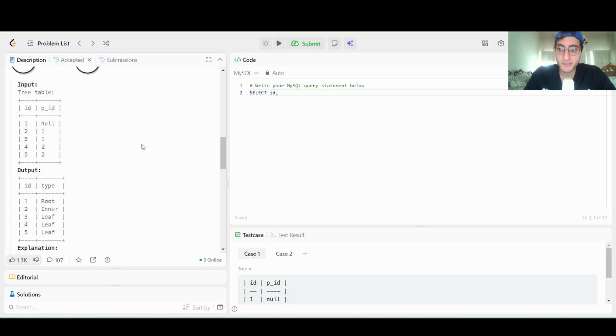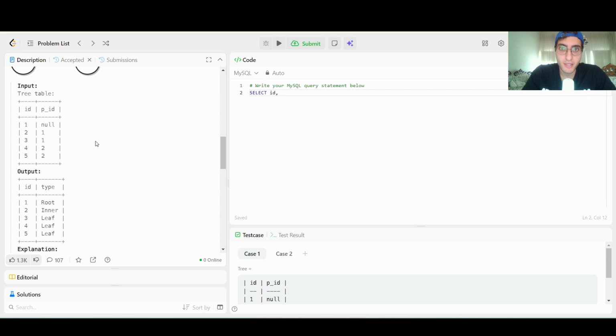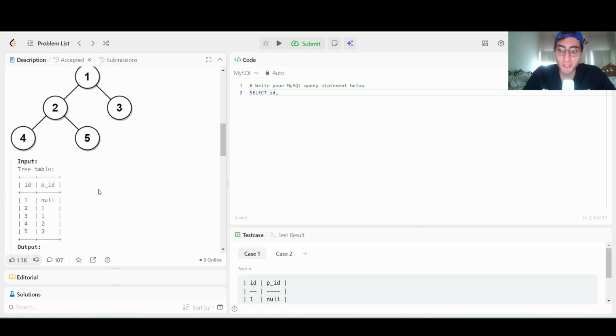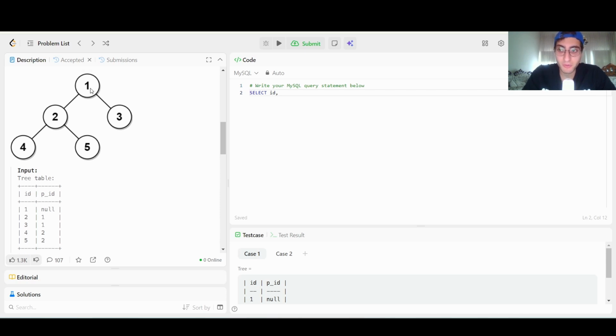Now would be a good transition to discuss what we need to do. First we need to discuss how we're going to identify if a node is a root node, a leaf node, or an inner node. So let's talk about our tree table. Like I said, we have a column ID and a column parent ID. The ID column tells us all the nodes within our tree, and the parent ID tells us the parent nodes for every node in our tree. For example, the very first node in our tree, which is 1, has a parent ID of null, which means it doesn't have any parents, which makes sense since it's our root node.